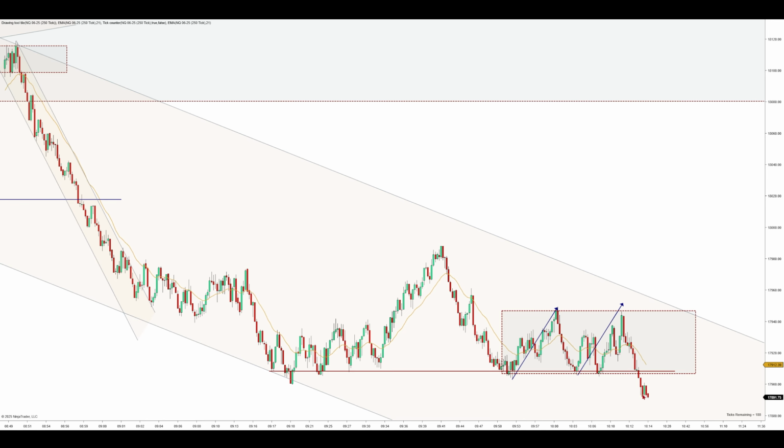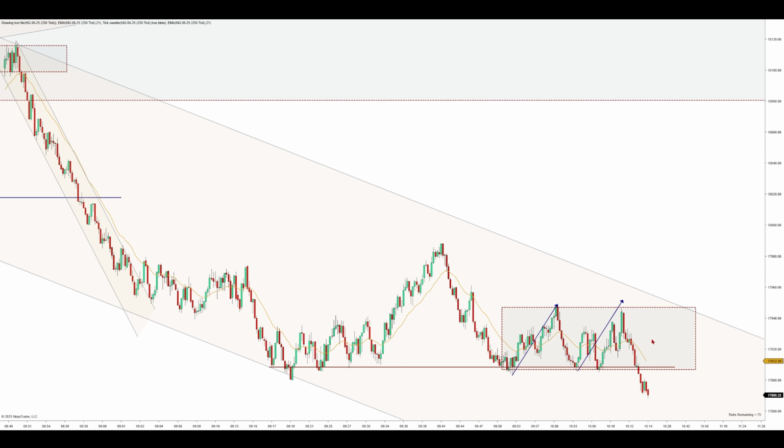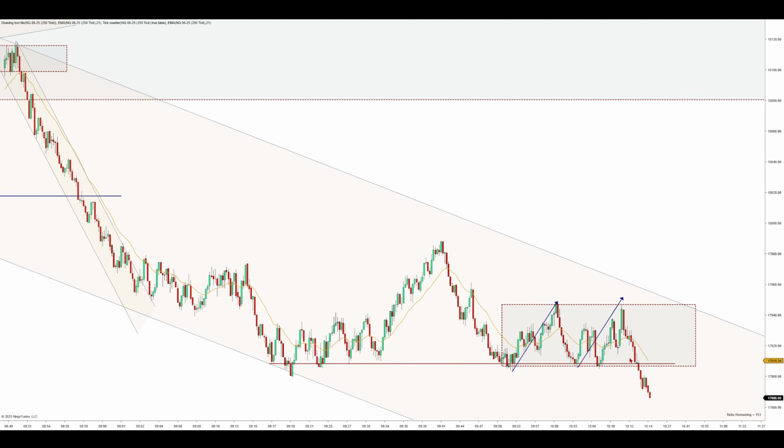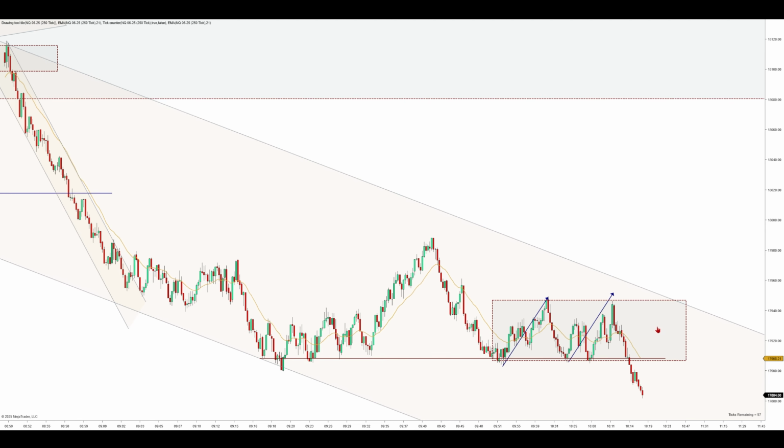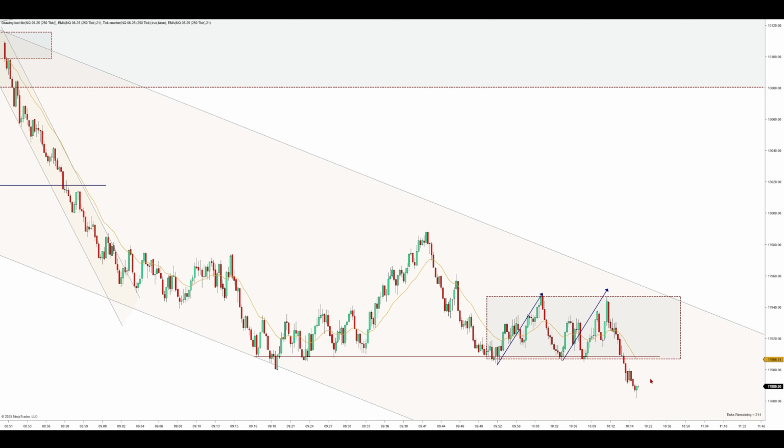But upon a successful fade, then we will have to switch gears. We could get a long, a smaller one. Obviously, overall, we're still down. But if we get a fade of this very clear resistance level here, push back higher, we can get long on a short-term reversal. So, we just got to be patient here.